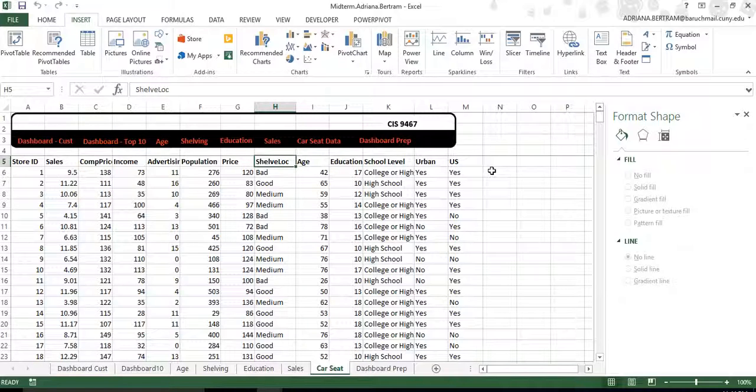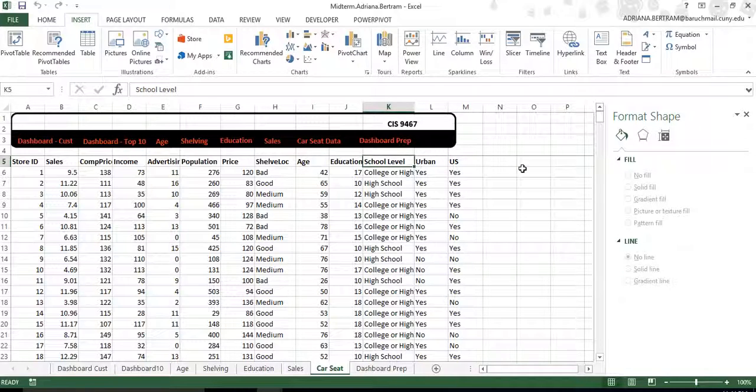Next is the shelf location. Like all retail places, you have different qualities. Sometimes you have really high-end qualities, and you have your okay ones, and then you have good ones. So here I have three different indicators: bad, good, and medium for the shelf location. Next is the age, which is the average age of the customers, as well as the education level of those customers. If we skip over to urban, this refers to whether the location is in an urban area or not, and then US, whether the store is located in the US or not.